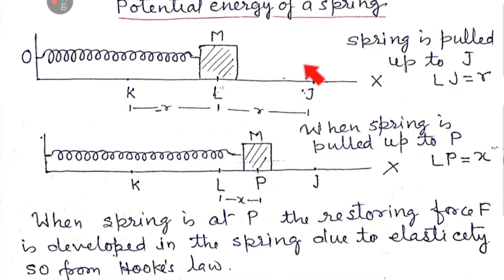But when the spring is released from J, it comes back to L but does not stop at the equilibrium point L, because due to inertia it comes to point K, where LK is equal to minus R. Now let us take a position P when the spring is pulled up to point P at a displacement x from point L, meaning LP is equal to x.